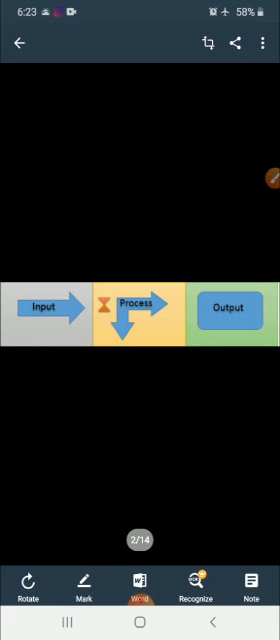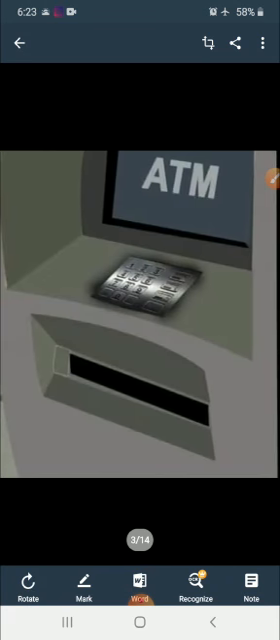Let us take a small example here: withdrawal of money from an ATM. Insertion of the ATM card is input. Processing the card in the ATM machine is the process. Collection of money comes under output.